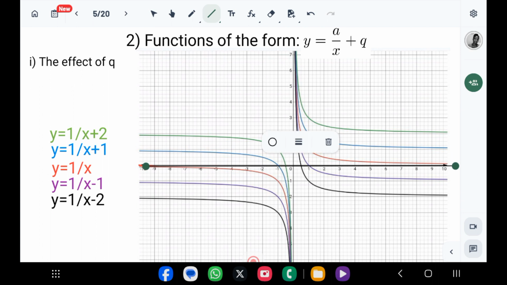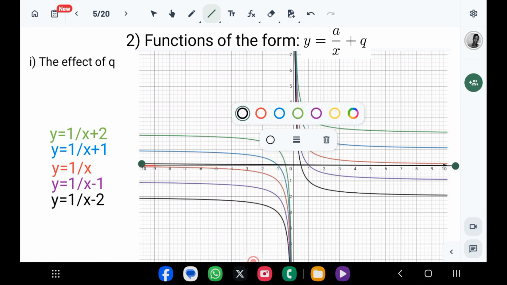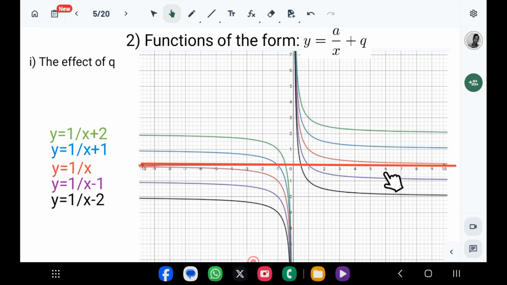Where your x-axis is, y equals 0. That's where the reference line is going to be. Let's change the color. Make it thicker so you can see it. That's the reference line. Notice that your graph never touches this line, the x-axis. Now what happens when y equals 1 over x plus 1? That means the graph has now been shifted 1 unit up. And the graph of 1 over x plus 2 means the graph has been shifted 2 units up.